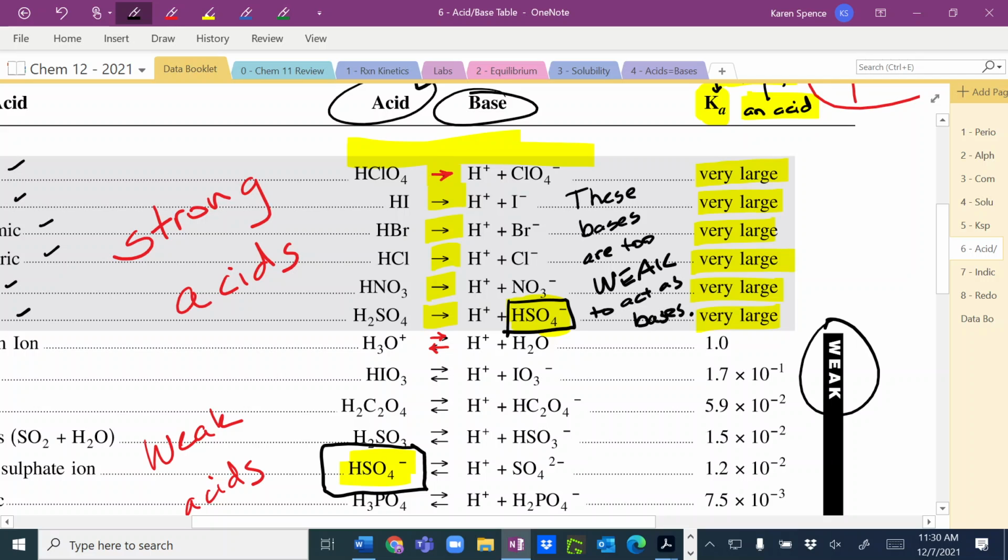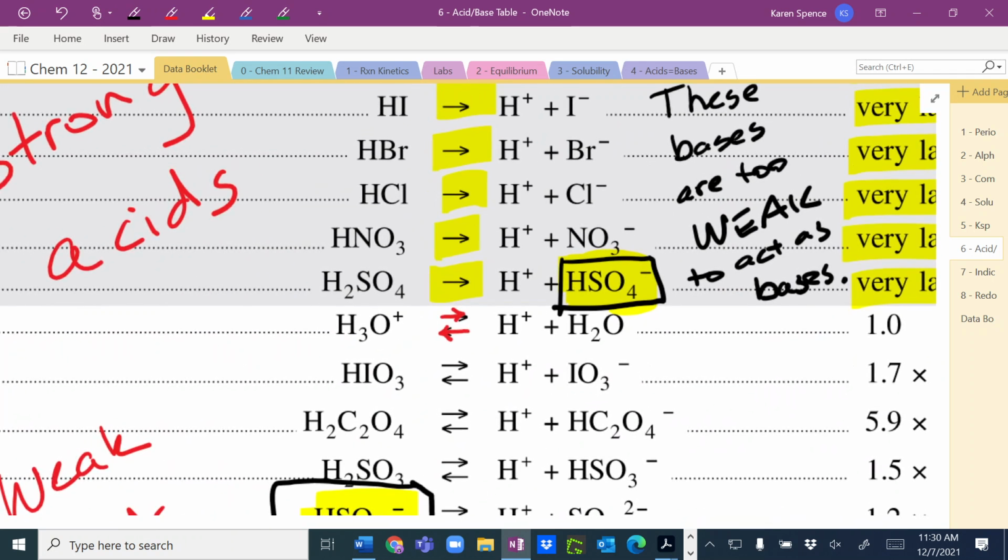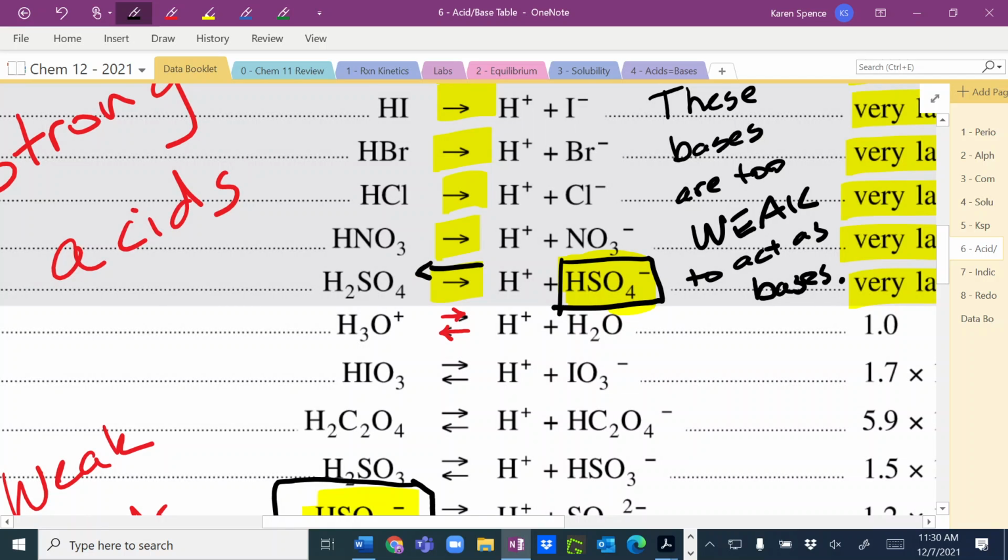If it were anywhere else other than the gray zone, the answer would be yes. But in order for HSO4 to act as a base, this arrow would have to go that way as well. Yes? And it does not go that way. That means that HSO4 is unable to accept a proton. So HSO4 minus is actually an exception to the rule. Every other time you see a substance that contains a hydrogen and has a negative charge, it's going to be amphiprotic. Yes?